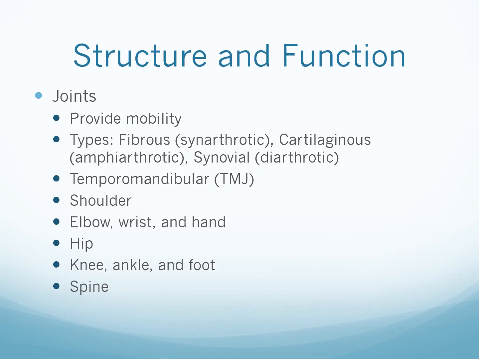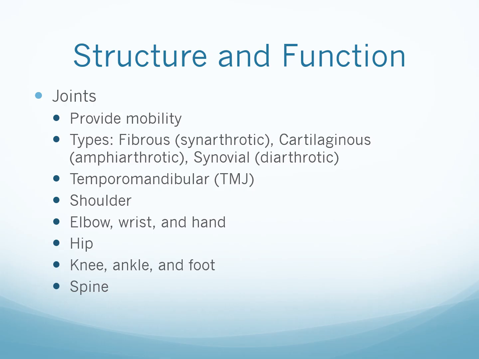So there's three main types of joints. We have fibrous joints, also called synarthrotic joints. These are essentially immovable. An example would be the sutures of the skull. And then we have cartilaginous joints, which allow slight movement. An example would be the vertebrae of the spine. And then we have synovial joints, which are freely movable joints. These are the joints we most commonly assess in nursing because they're responsible for most body movement.